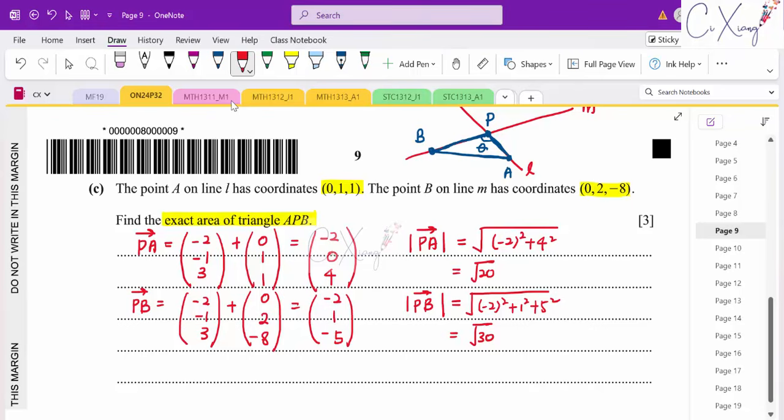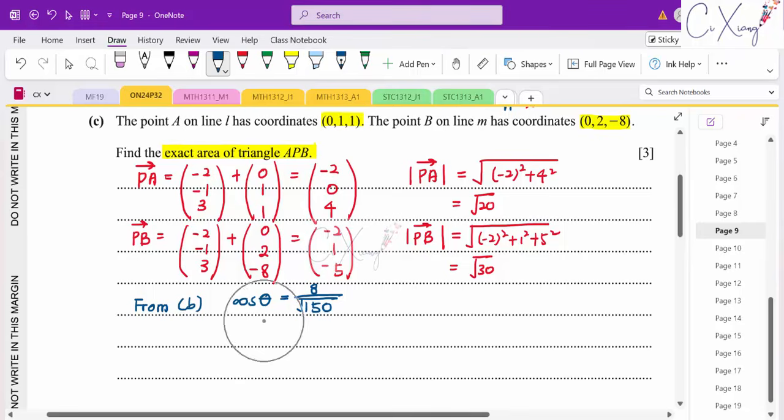Okay, so I have the length for both sides here, PA and PB. Then I can use it to calculate the area. So for the area, I need half ab sine C, right? I need to have the value of sine theta. How can I get the value for sine theta? I have to recall the value from part B. Cos theta is basically equal to 8 over square root 150, right? So I use back this result so that when I draw the triangle, it's not so complicated.